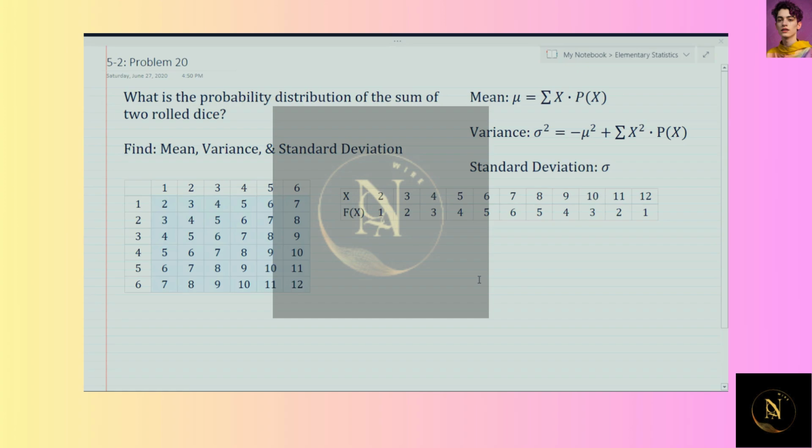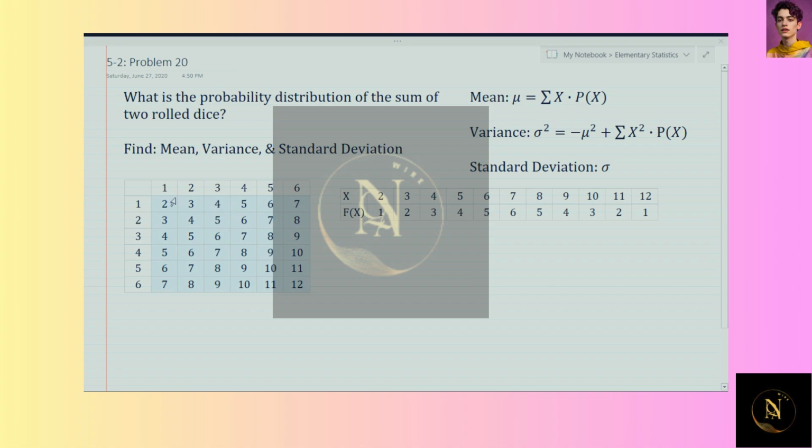In this problem, we want to look at the probability distribution of the sum of two rolled dice. Whenever we roll two dice, we'll just take the sum of their two face values, and we want to know the mean, variance, and standard deviation of this distribution.